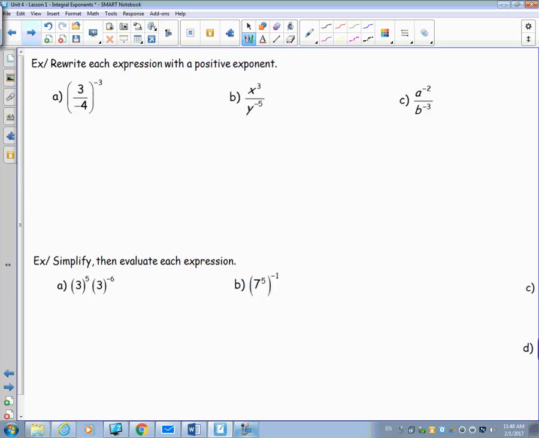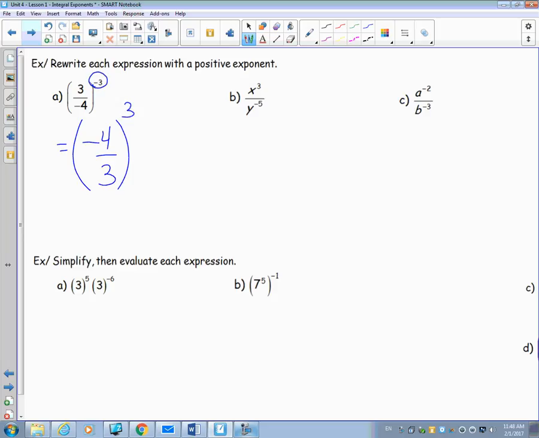Okay, we're going to try some more. I want to rewrite these things with positive exponents. So I see a -3 on the whole fraction. I'm going to flip my fraction. Okay. Notice I didn't change the negative sign on the number. Negative signs are fine. Negative exponents are not.